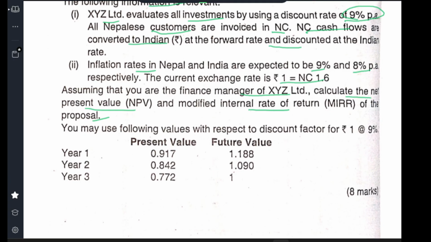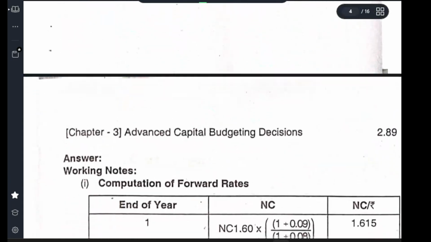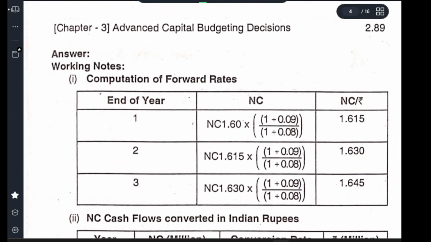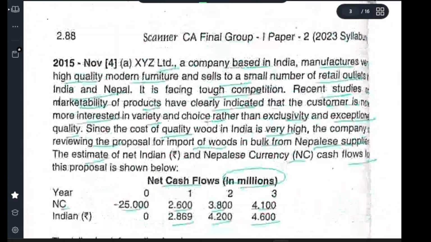So the following values, at a discount rate of 9%: present value for the years 0 to 3 is 1, 0.917, 0.842, 0.772. Future value is 1.18, 1.091. So in the working note, we convert Nepalese currency into Indian rupees for the end of years 1, 2 and 3.